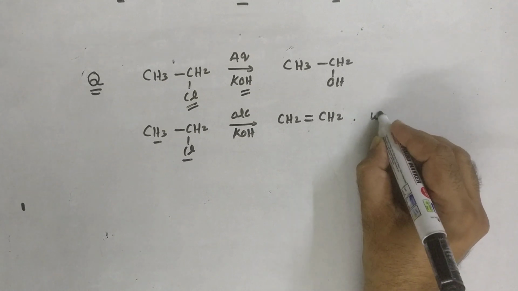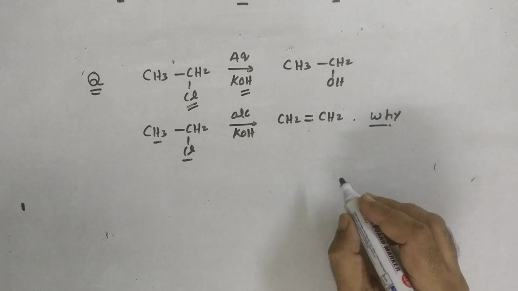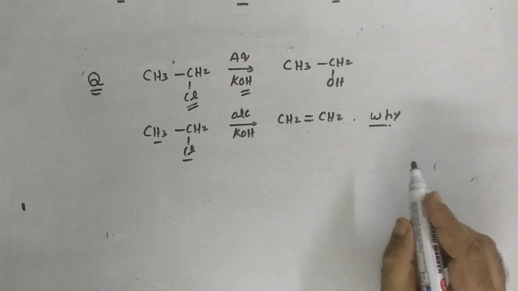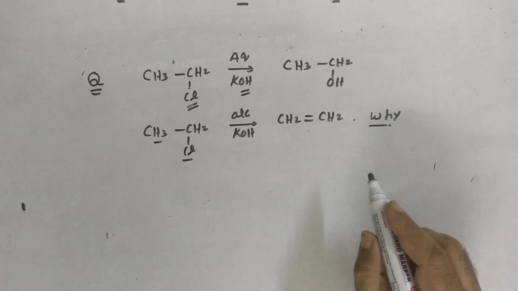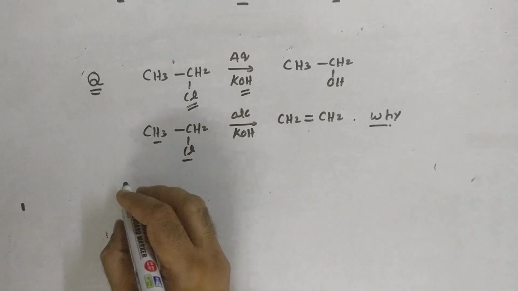The question comes, why? Why with aqueous KOH? I told you when I was discussing this particular part that we'll discuss it later on, and now this is the time to discuss this question. With aqueous KOH, why do we get an alcohol? With alcoholic KOH, why do we get an alkene? The answer is very simple.